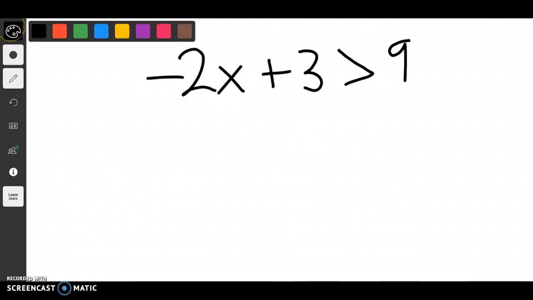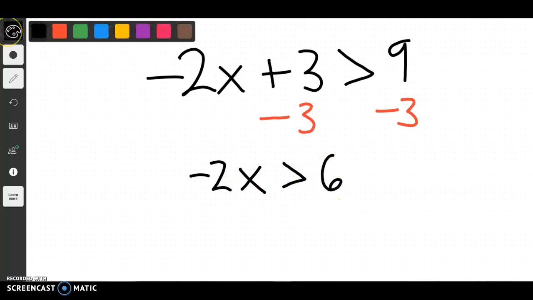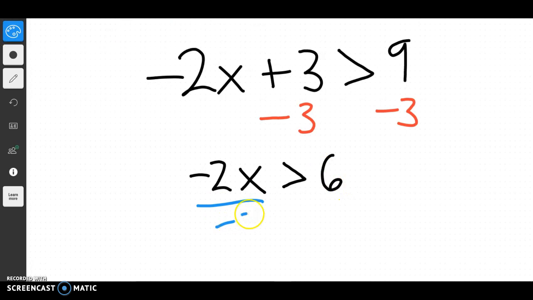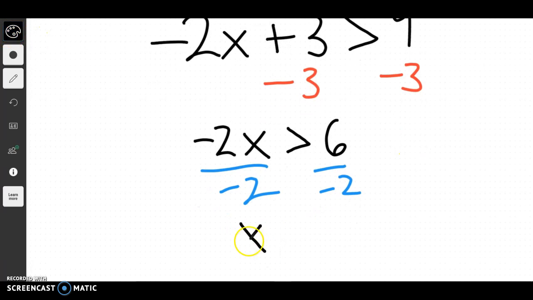Okay, so I'm going to solve this example. I'm going to subtract 3. I'm going to get negative 2x is greater than 6. I'm going to divide by negative 2 on both sides. And I'm going to get x is less than negative 3. So I want you to watch really carefully what I did. You see, right after I divided by this negative, my sign, which was facing this way, I flipped around and faced the other way.